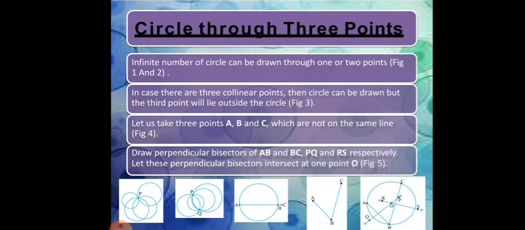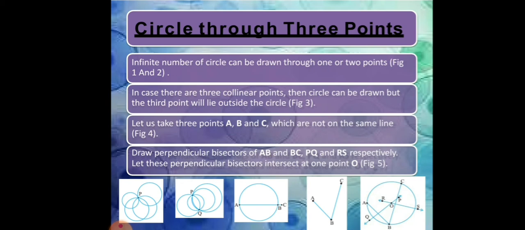Now next is circle through 3 points. See the adjoining figure. An infinite number of circles can be drawn through 1 or 2 points. You can see in figure 1 and figure 2. An infinite number of circles can be drawn through 1 or 2 points.